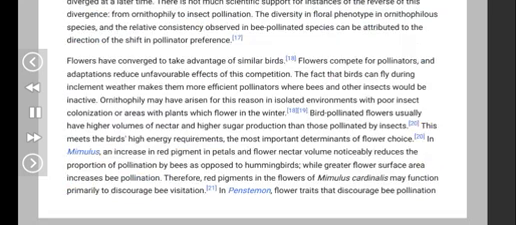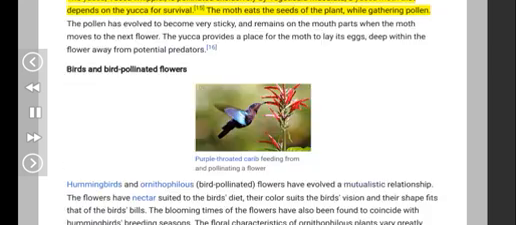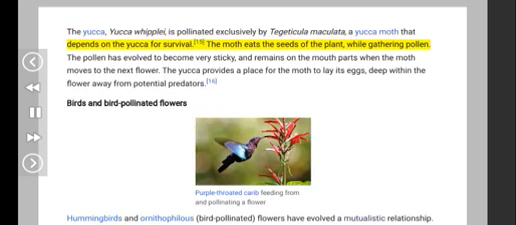The yucca, Yucca whipplei, is pollinated exclusively by Tegeticula maculata, a yucca moth that depends on the yucca for survival. The moth eats the seeds of the plant, while gathering pollen. The pollen has evolved to become very sticky, and remains on the mouth parts when the moth moves to the next flower. The yucca provides a place for the moth to lay its eggs, deep within the flower away from potential predators.